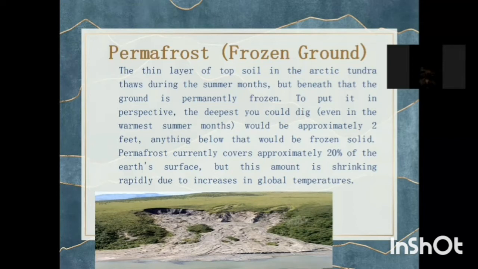Permafrost currently covers the upper region, but this amount is shrinking rapidly due to increasing global temperatures. Recently, scientists discovered that in the Arctic tundra, because of permafrost, high nitrogen and phosphorus contents are found. It was an interesting note also.